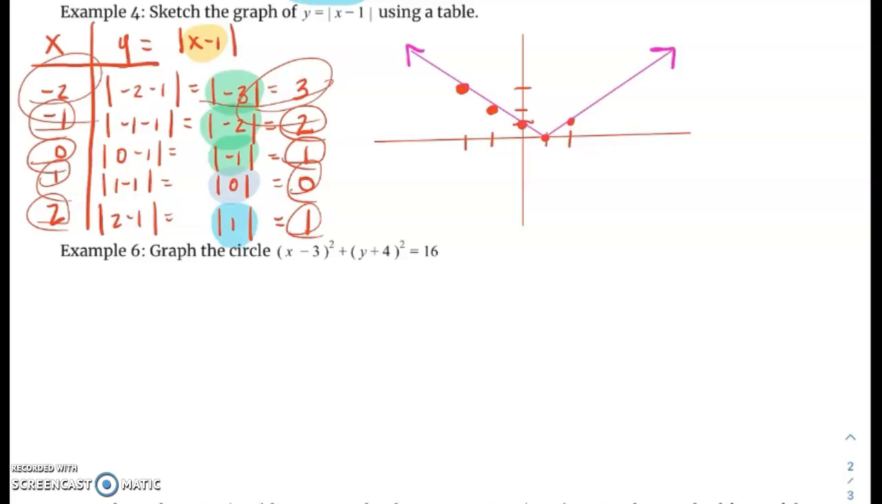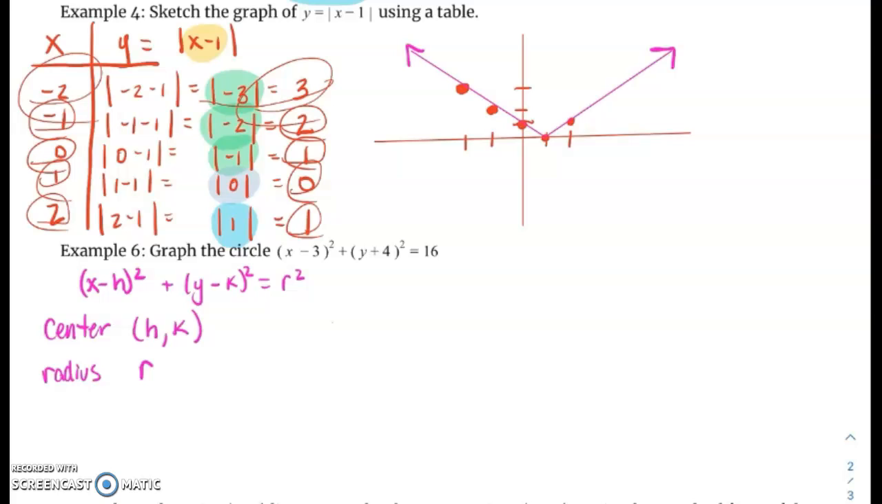So the standard equation of a circle is (x minus h) squared plus (y minus k) squared equals r squared, where the center of the circle is positive h, positive k, so the opposite sign of what you see in the parentheses, and the radius of the circle is the r. So you take the square root of whatever number is on the right side of the equation. So then using that, we'll look at the equation they gave us.